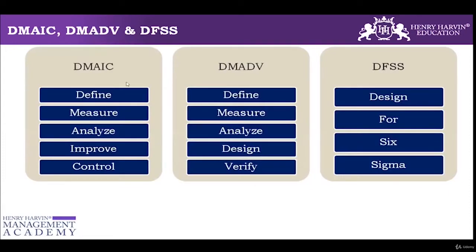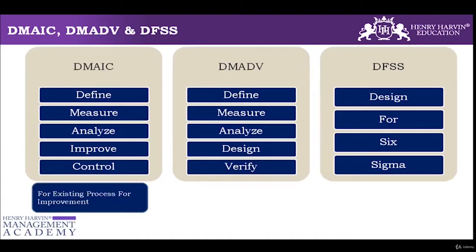Let's first understand the acronym for the remaining two. We know DMAIC. For DMADV it is define, measure, analyze, design, and verify. And for DFSS, it's design for Six Sigma. DMAIC is to be used for existing processes for improvement. So when we are working on our Six Sigma projects, DMAIC is for the existing processes.